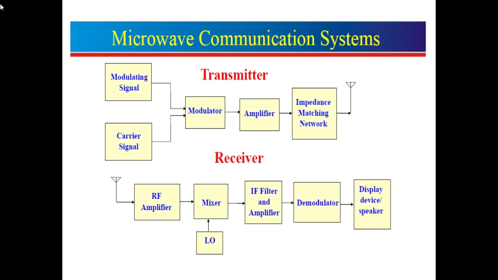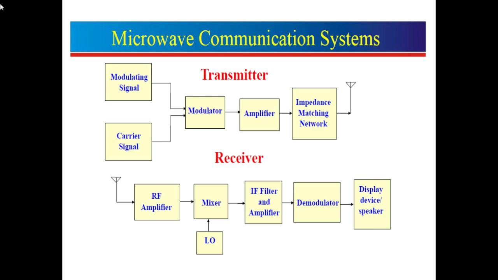In any microwave communication system, you have a transmitter and receiver. The transmitter has a modulating signal and a carrier signal, which are combined using a modulator. Then it goes to the amplifier, and from the amplifier it is passed to the antenna. The antenna puts the signal into free space. Before entering the antenna, impedance matching has to happen. That's a very important thing, done by an impedance matching network, or as part of the amplifier itself.